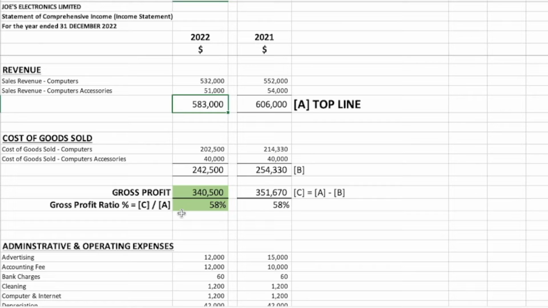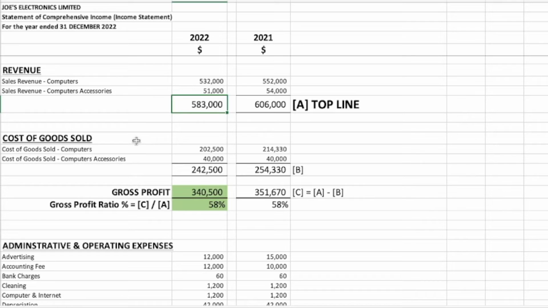So we see that for Joe's Electronics Limited for 2022, the gross profit ratio is 58%. And again, calculating this ratio is simply dividing the gross profit by the sales revenue. And this is very consistent with 2021, which the gross profit ratio was also 58%.